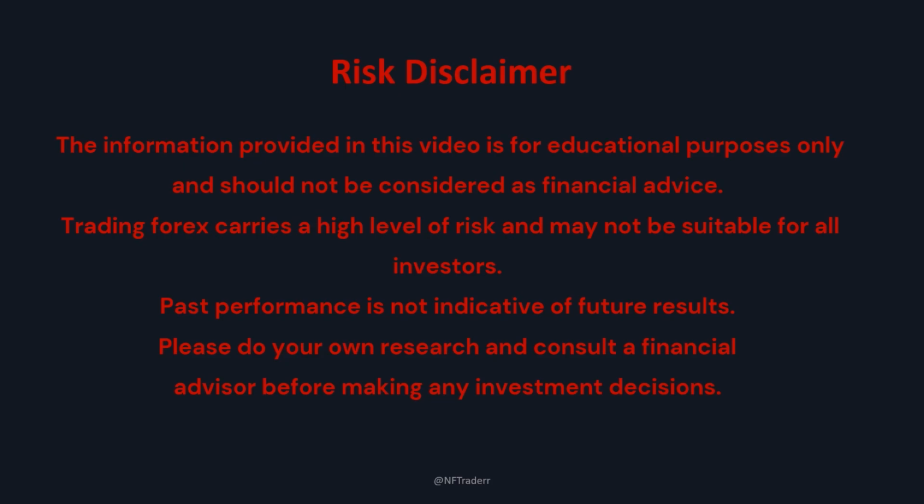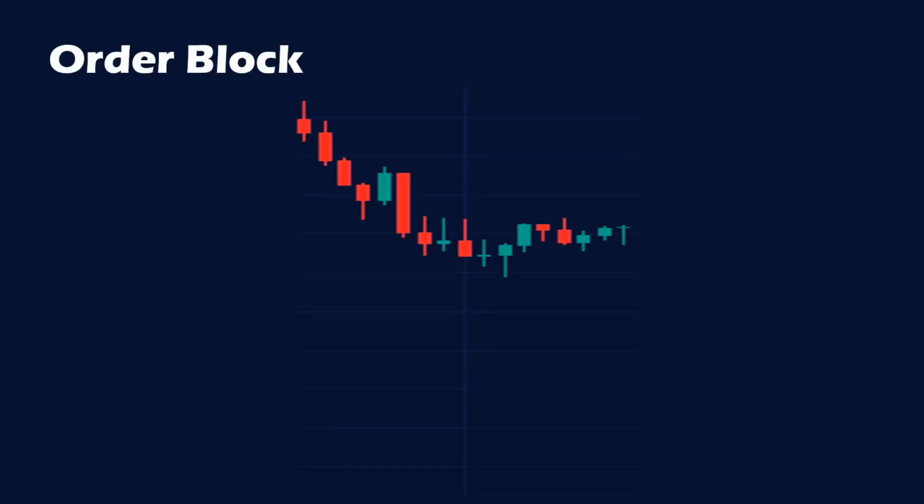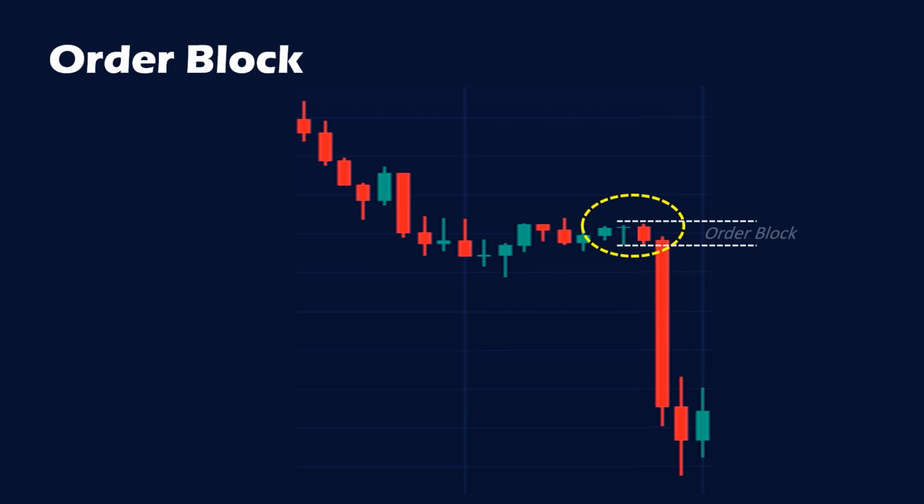So, what exactly is an order block? Let's start with the basics. Order blocks are essentially the last candle that creates inefficiency in the market. This is where we believe big decisions are made by institutional players.